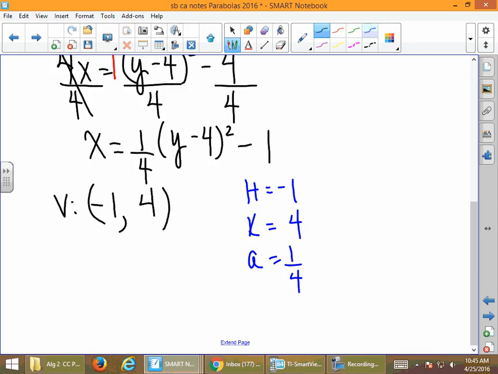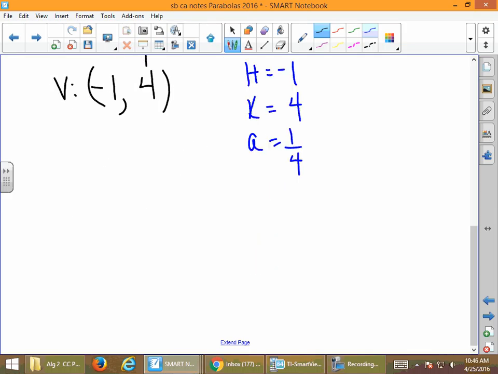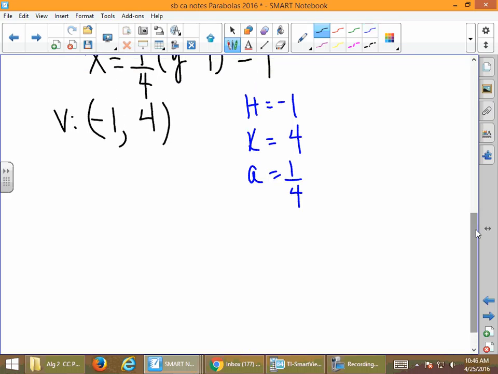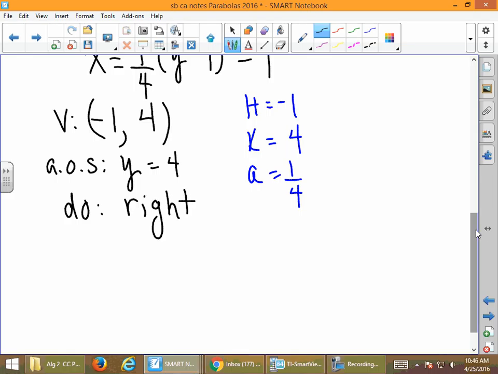In general, I've tried to pick examples that work out fairly nicely in terms of the focus and the directrix, because they don't always. But that's what a calculator's for. Our vertex, our axis of symmetry, the line that cuts the graph in half. If we look back at our chart, it's going to be y equals k, which is y equals 4. Our direction of opening here, well, a is 1/4. 1/4 is greater than 0, which means that this graph opens right.